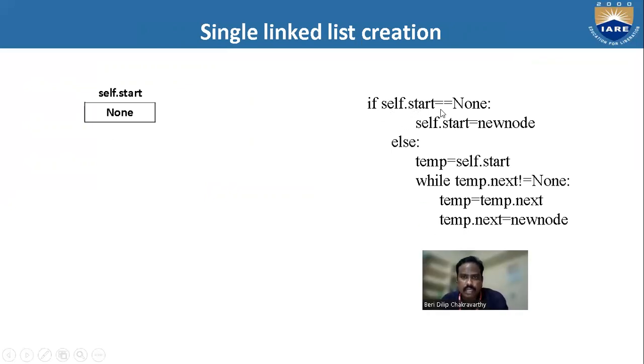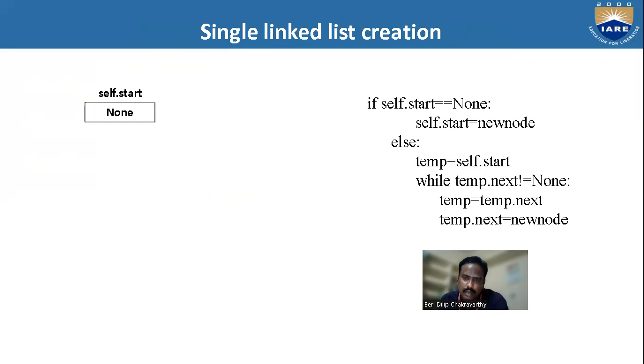Observe here, if self.start equal to None, if nothing is there in the list, if the list is empty, then the first node, whatever I'm taking, that node itself is the starting. Whatever the new node I'm taking, that node itself is the starting, if the list is empty.